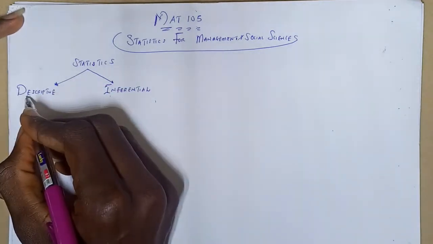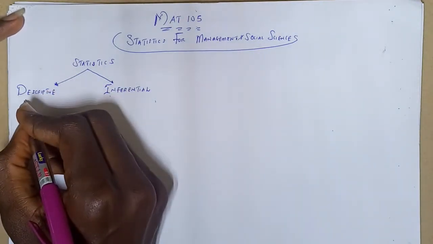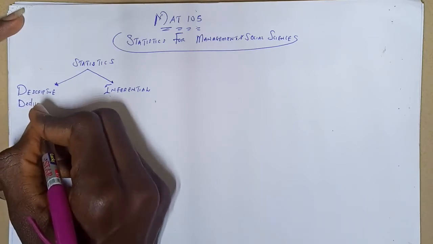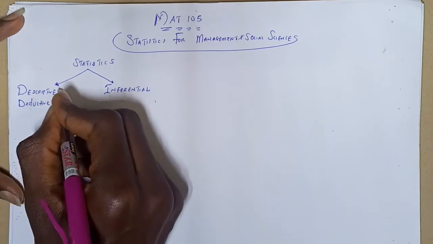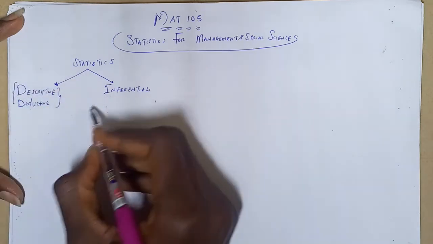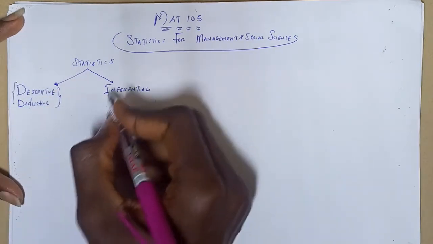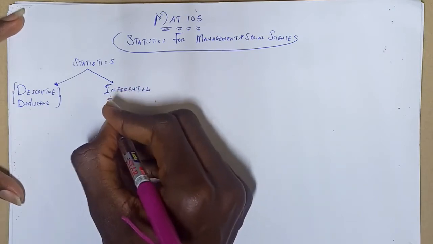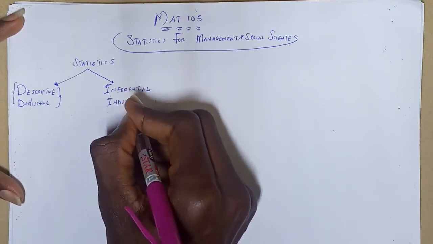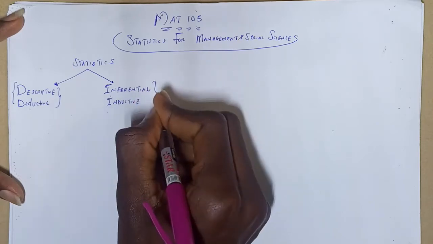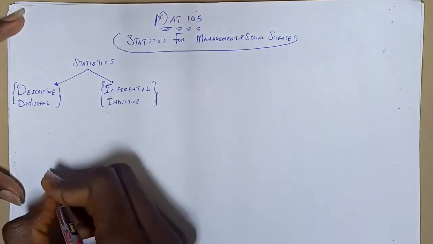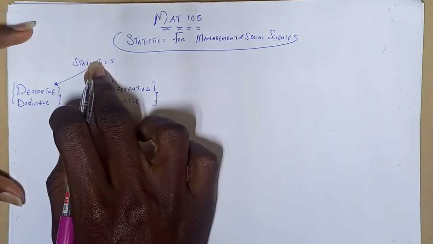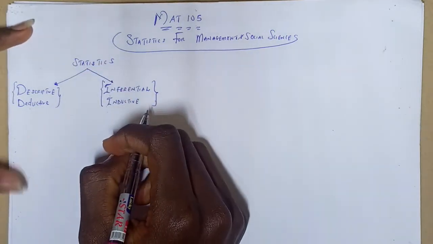Now you see this descriptive statistics is also called deductive. Take note of this. This is part of question two. And at the same time, this inferential statistics is also known as what? Inductive statistics.